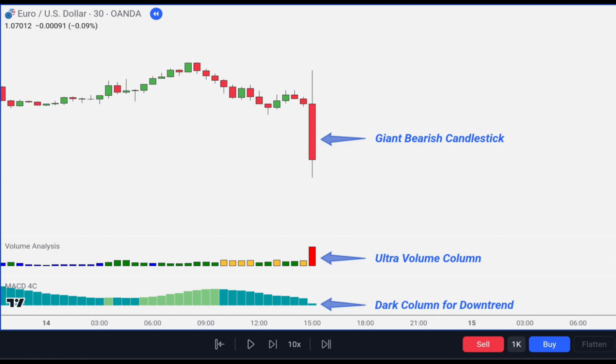On the screen, we see a large bearish candlestick, a red ultra-high volume column in the volume spread analysis indicator at the bottom, and a small dark green column in the MACD 4C indicator indicating a downtrend. Now, these criteria indicate the formation of a short position environment.